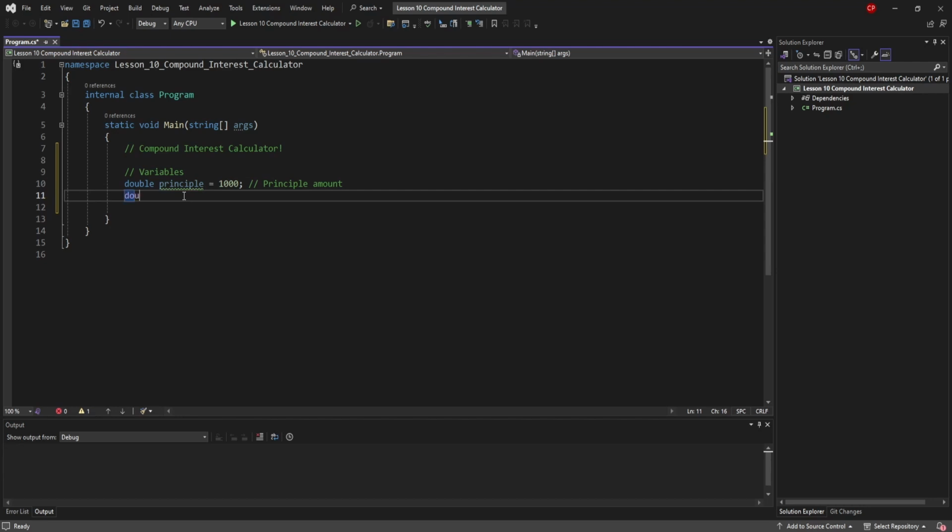Then we're going to do another double called annual rate. And we're going to set that to, let's say, 5, right? And that's our annual interest rate in percentage.